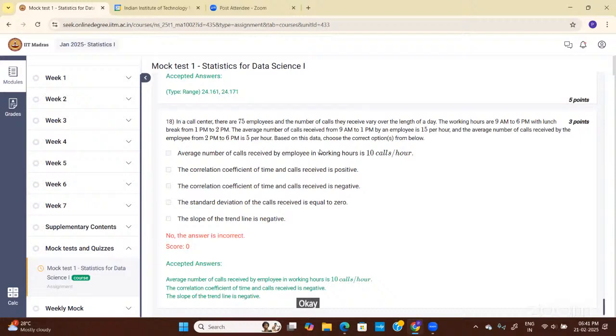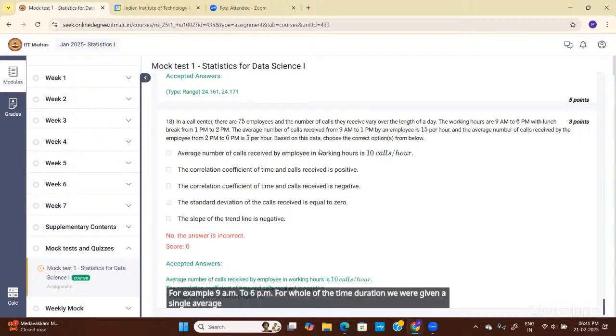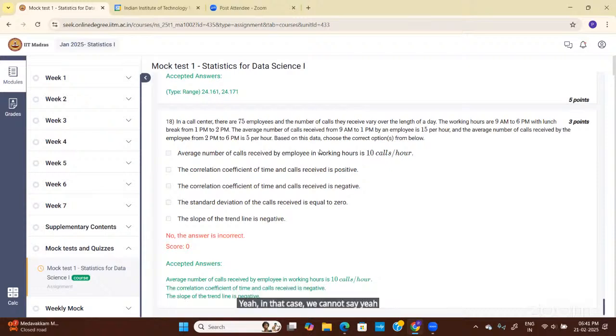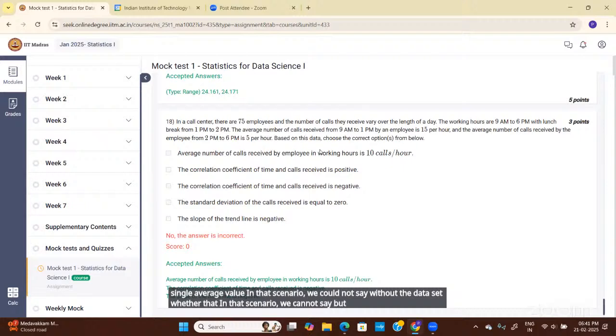So if we had a data set, for example, for the whole time period, 9 a.m. to 6 p.m., and for the whole time duration we were given a single average value, in that scenario we could not say whether the data will be the same. But here we can assume.